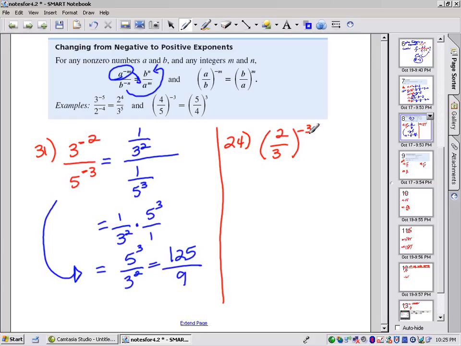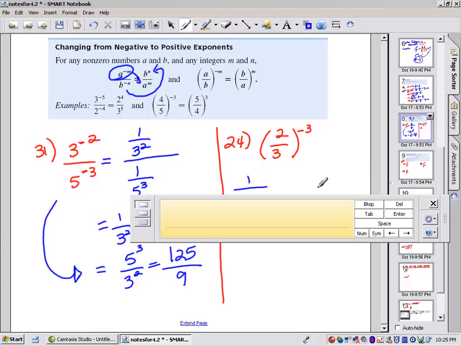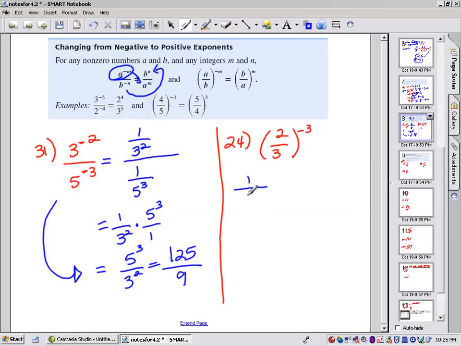2 over 3 to the negative 3. I did one earlier that was similar to this, but just to review it, one way to look at that would be 1 over 2/3 to the positive 3. So I can think of that as 1 over 8 over 27. If we multiply by the reciprocal, it would be 1 times 27 over 8, which is 27 over 8.